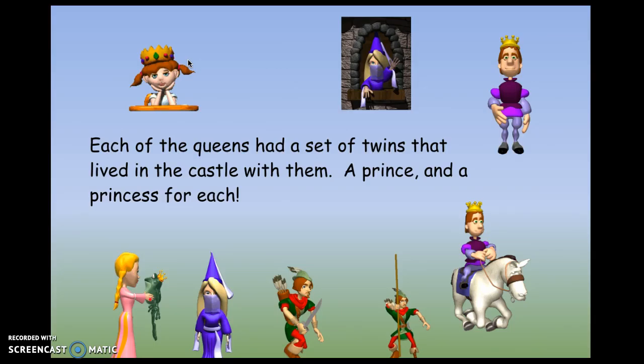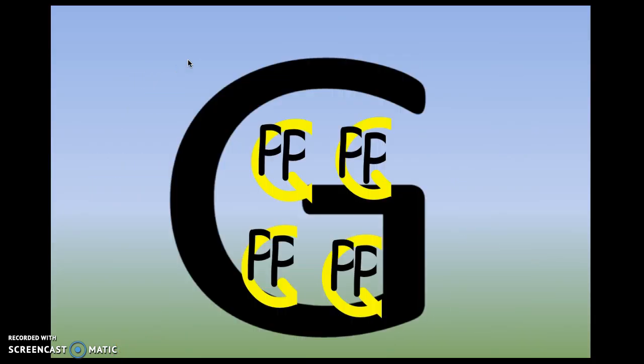Each of the queens had a set of twins that lived in the castle with them, a prince and a princess for each. So inside of Gallon Castle, there were 4 queens. Each queen had a prince and a princess. So inside of your Qs, draw 2 Ps.